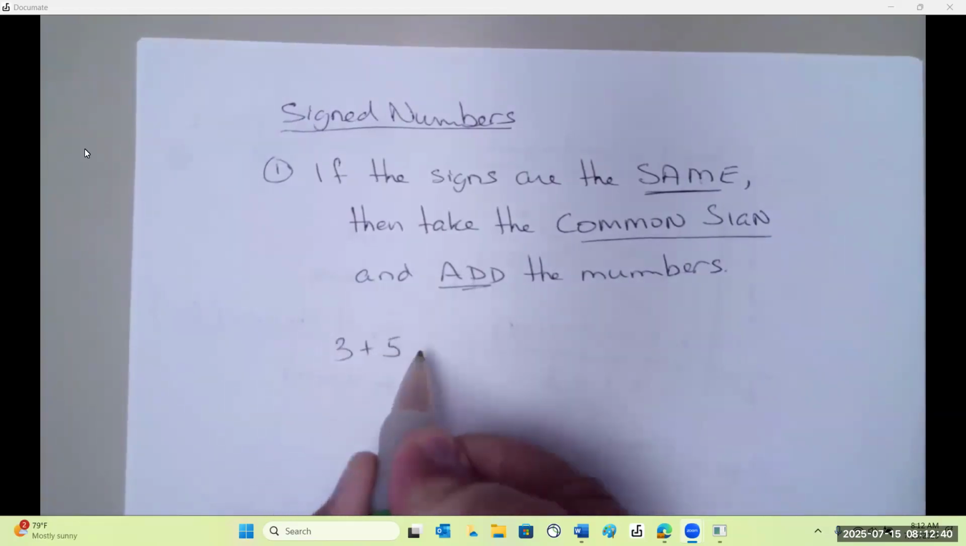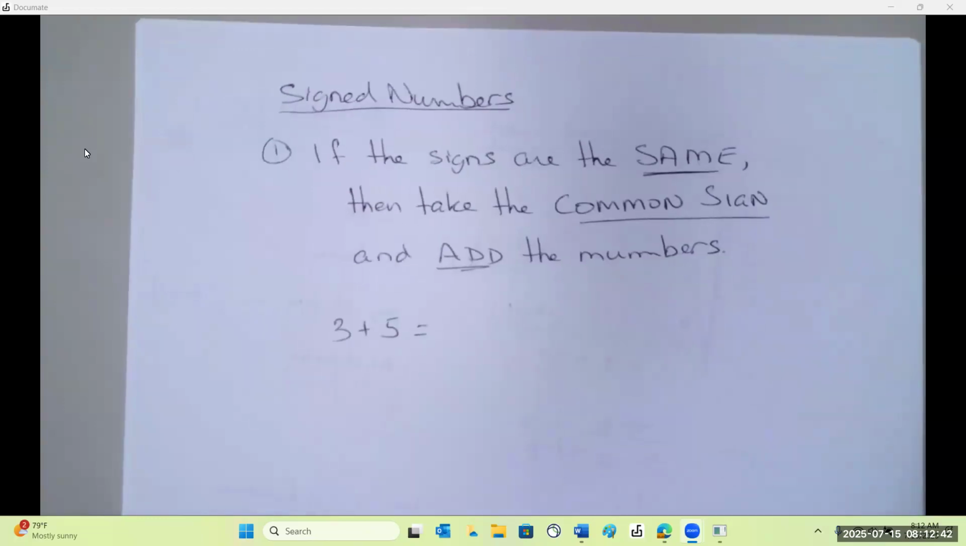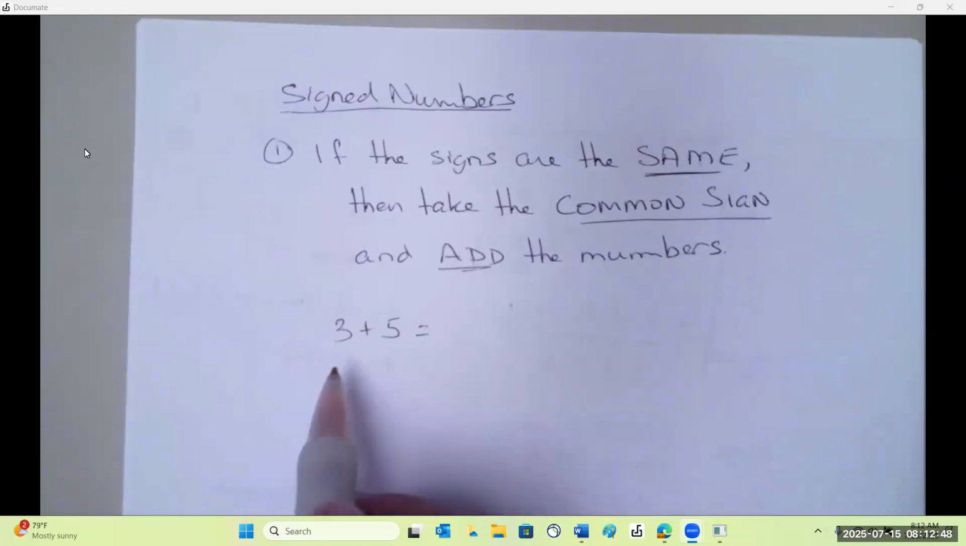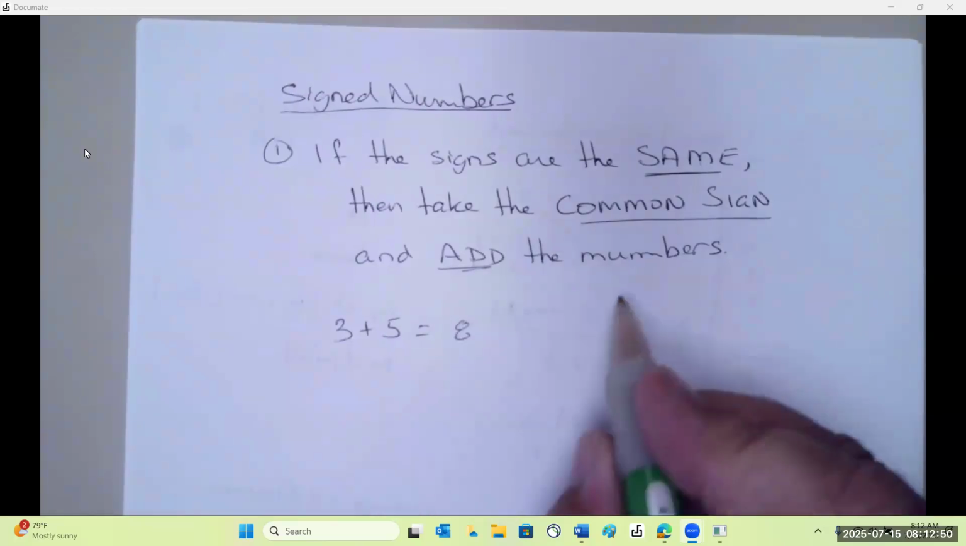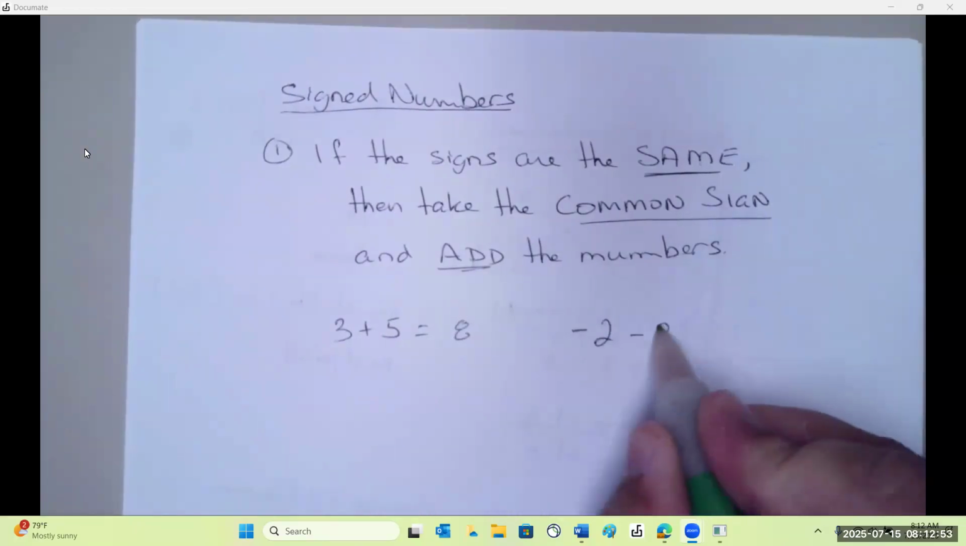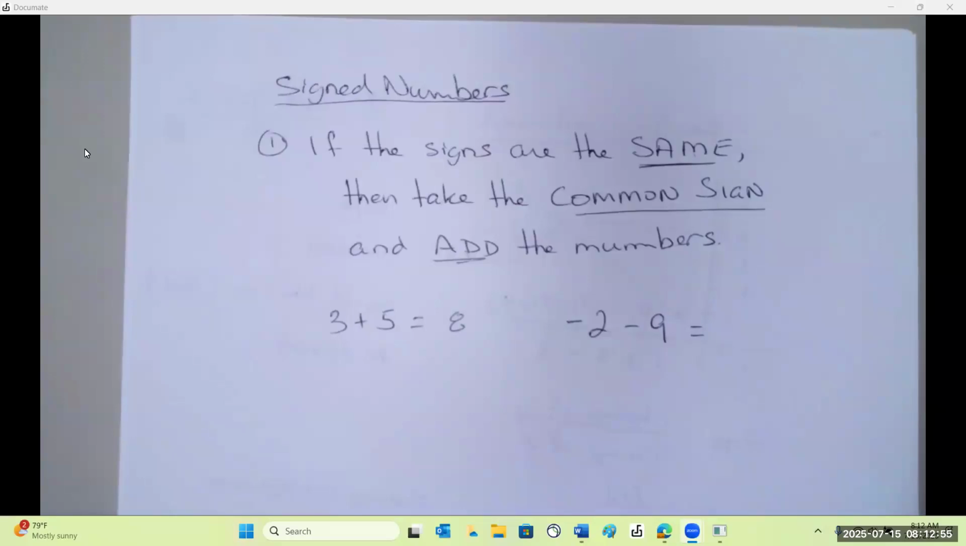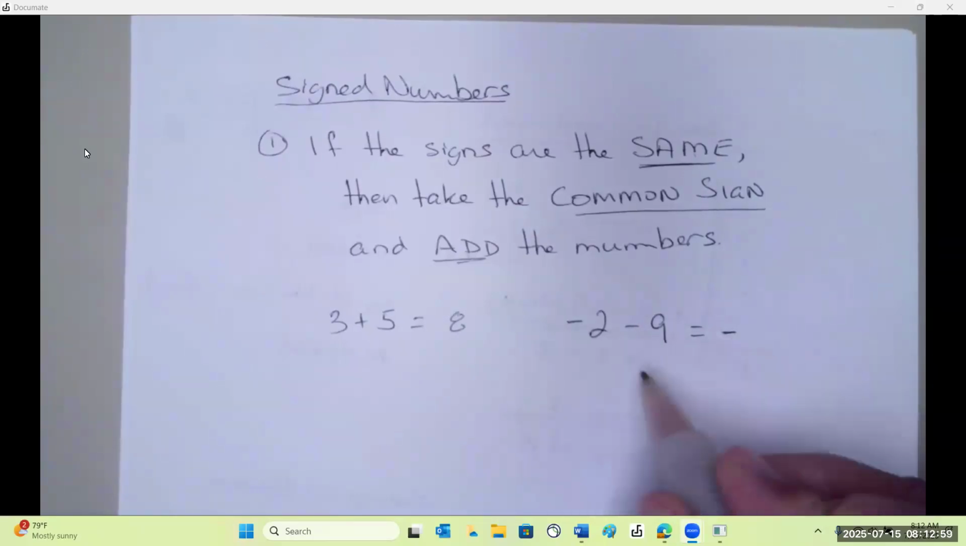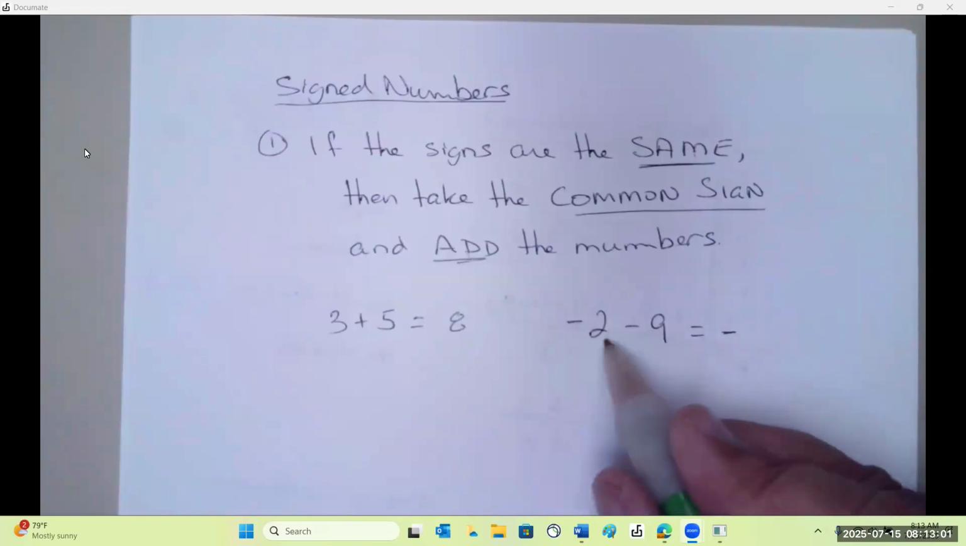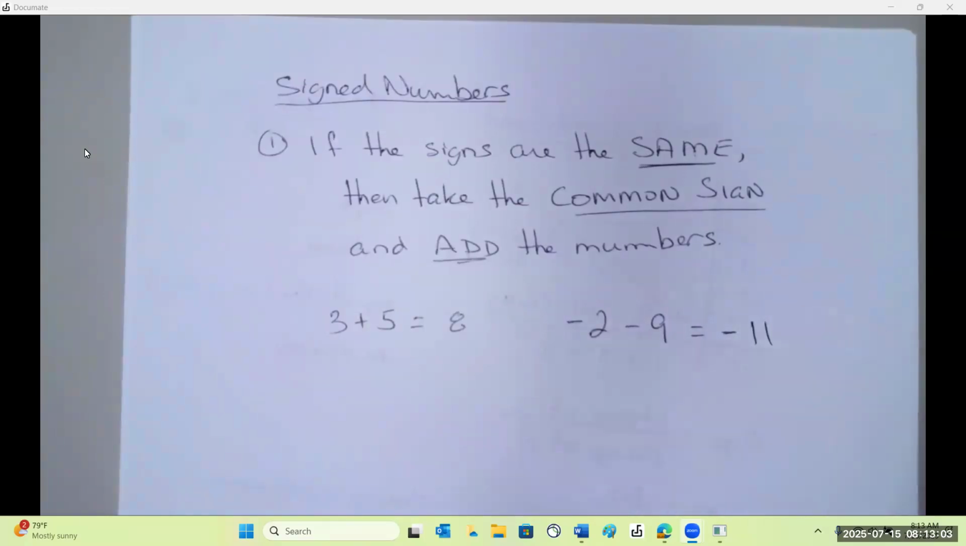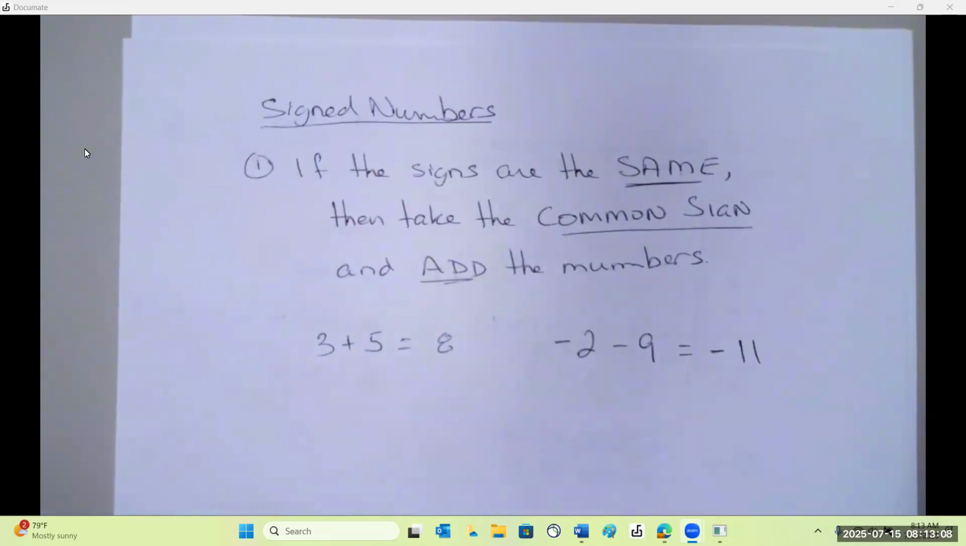3 plus 5 is what? It's 8. What kind of 8? Positive or negative? Why? Because they're both positive. Negative 2 minus 9. They're both negative, so the answer is negative, and add the two numbers. As simple as that sounds, so many students are lost when they do that.